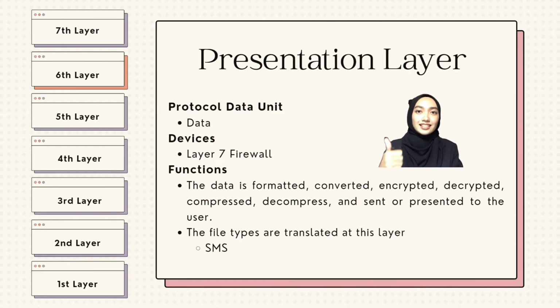Next, in the 6th layer, which is the presentation layer, the data is formatted, converted, encrypted, decrypted, compressed, decompressed, and sent or presented to the user. The file types are translated at this layer. In this case, the data is an SMS file.